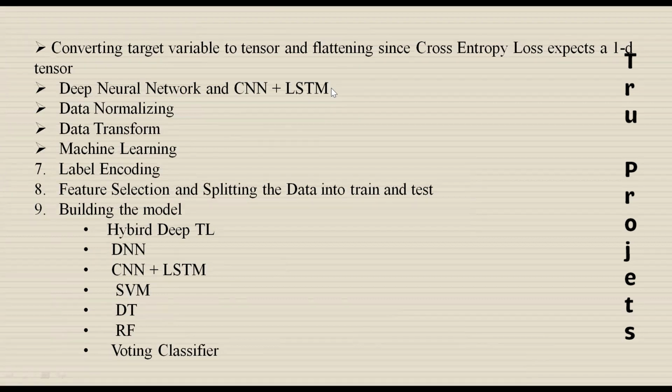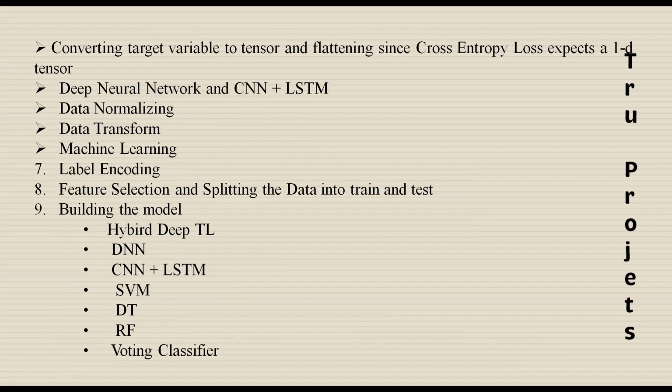Deep neural network and CNN plus LSTM. These are different types of neural network architectures used for modeling. A deep neural network (DNN) consists of multiple layers of neurons, while CNN (convolutional neural network) plus LSTM (long short-term memory) is a combination suitable for processing sequential and image data.